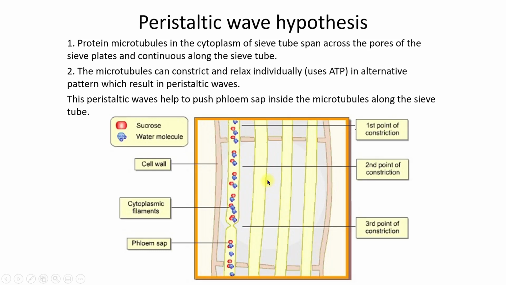These protein microtubules can constrict and relax individually, and they use ATP in an alternating pattern, which results in peristaltic waves. So these peristaltic waves will help to push the phloem sap inside the microtubules along the sieve tube, from the source all the way to the sink.